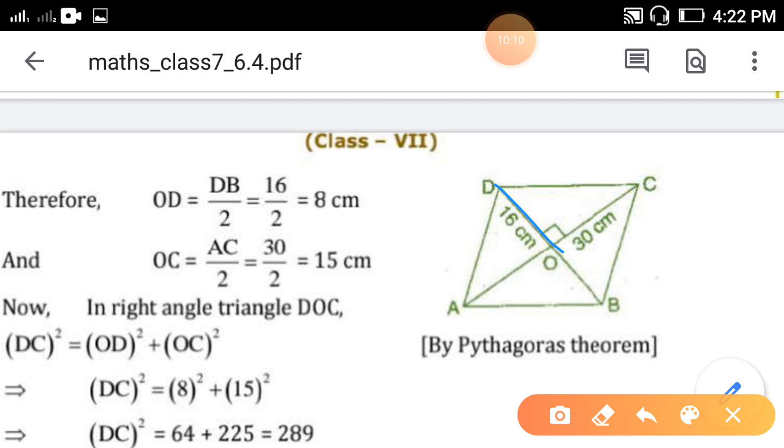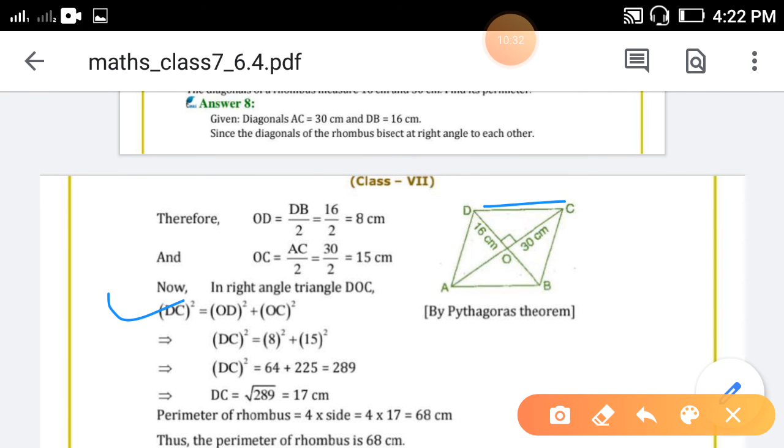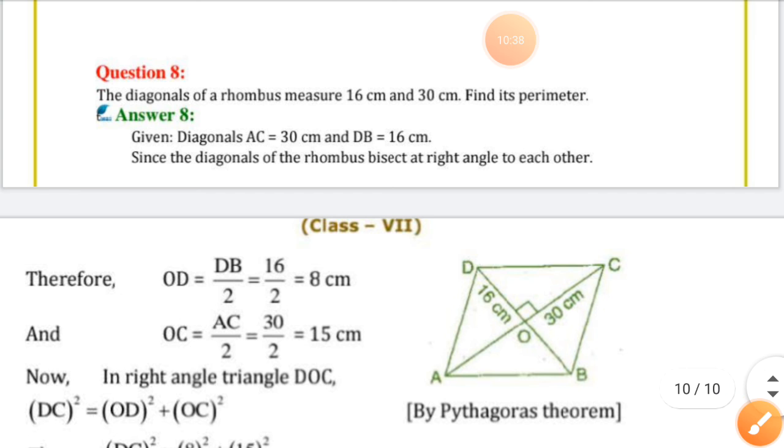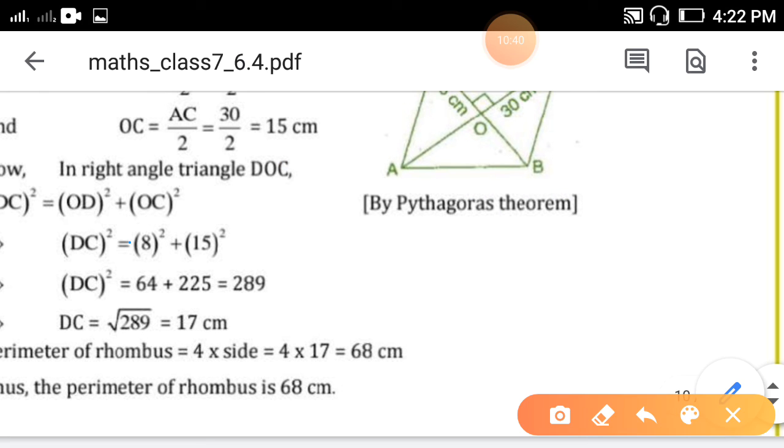Now this full length is 16, so from D to O it will be 8 centimeters, half. Next, A to C is 30, so O to C will be 15 centimeters. Understood? This is 8, this is 15. So you will get DC using the Pythagoras theorem. DC square is equal to OD square plus OC square. So DC square is equal to 8 square plus 15 square, which is 289. The square root of 289 is 17 centimeters.